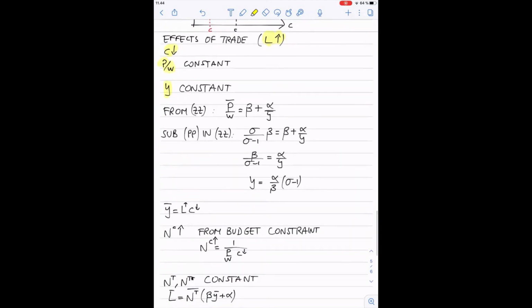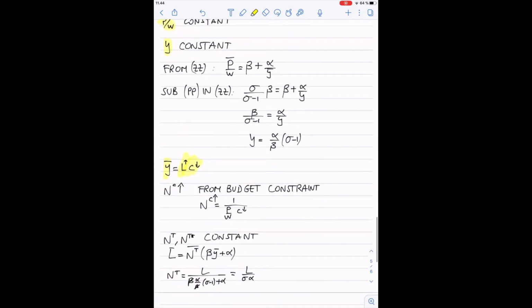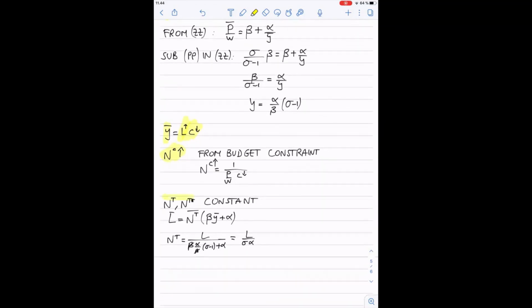So these are the implications: if output is constant, a percentage increase in L is matched by a percentage decline in C. Then we also have that the number of varieties available for consumption increases, but the number of varieties produced in each country remains constant. So this is the case in which, say, Denmark has 5 varieties, starts trading with Sweden, who also has 5 varieties. The two countries start trading.